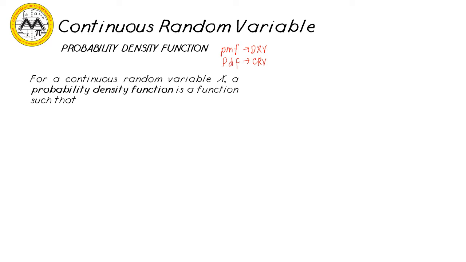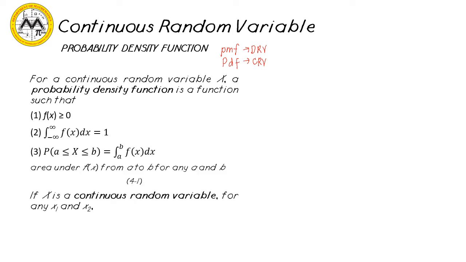For continuous random variable, the probability density function is a function such that f of x is greater than or equal to 0. This is the same for probability mass function. The integral of f of x dx for all values where the function exists is equal to 1. And the probability that the random variable x takes values in between a and b inclusive is the integral of f of x dx from a to b.